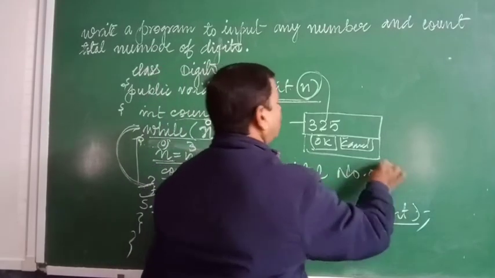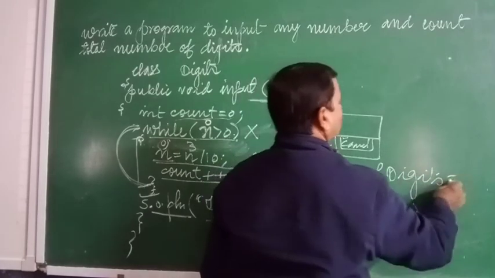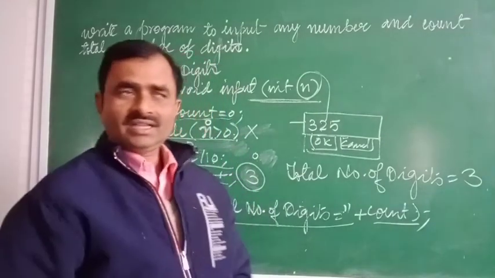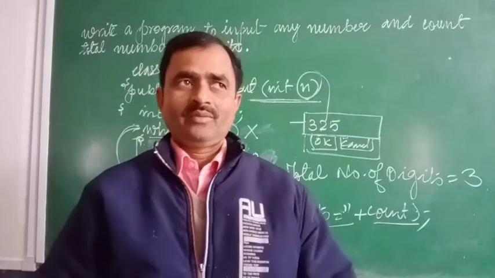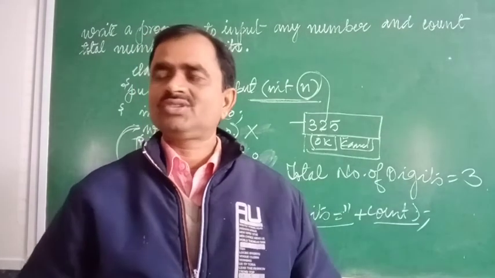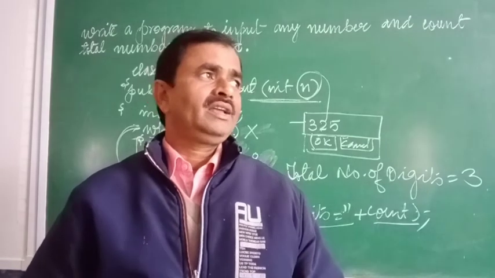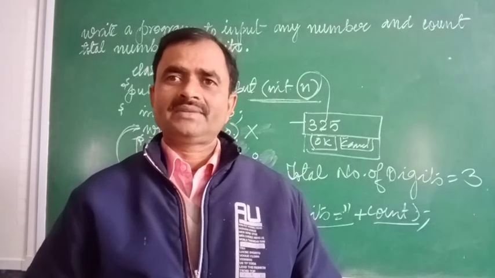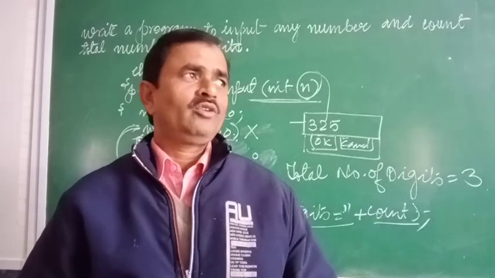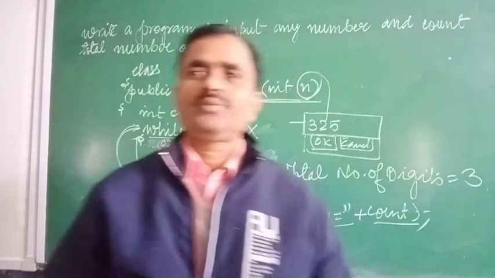total number of digits equal to 3. Okay, this is the solution of this problem, in which we have to input any value, 2, 4, 5 digits, any digits we can input, within the capacity of int type. After that we count the total number of digits in the number we have input, and we get the final output. The total number of digits is this. Okay dears, so I hope you got it.